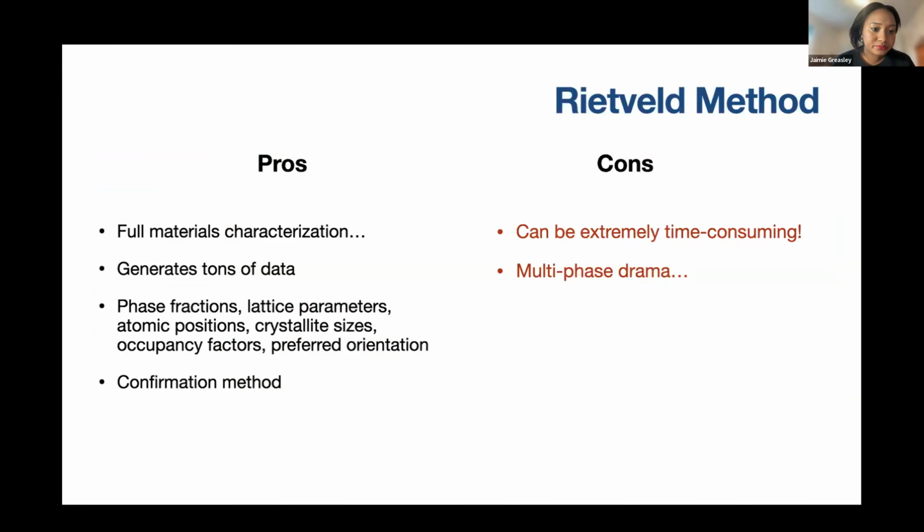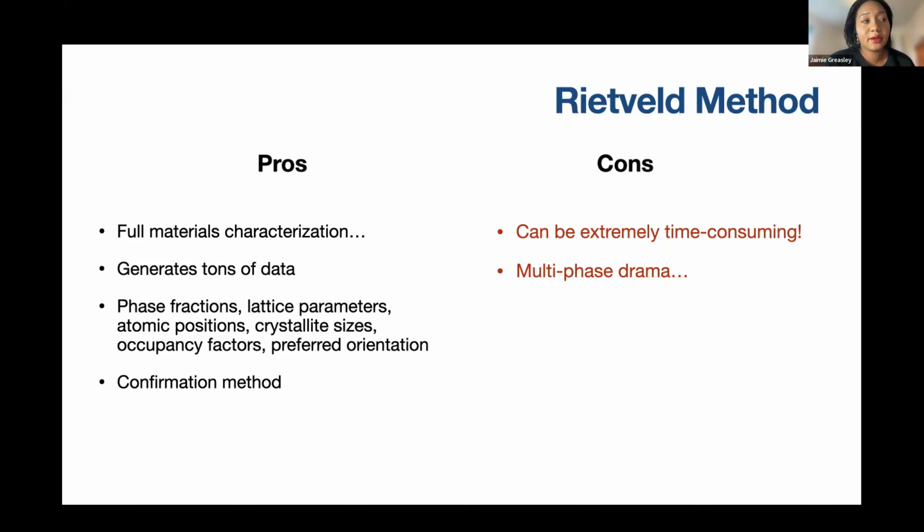So the pros of the Rietveld refinement method for phase quantification: you have full materials characterization, you get tons of data, even things that you don't need. You get the phase corrections, the differences in the cell, the crystal lattice parameters, all these things. It's also a good confirmation method. If you weren't absolutely sure that a phase was present when you did the phase identification step in the database, it's a way to exactly model what that phase would look like given your instrumental settings. So it's a good confirmation method if you weren't sure with your previous step.